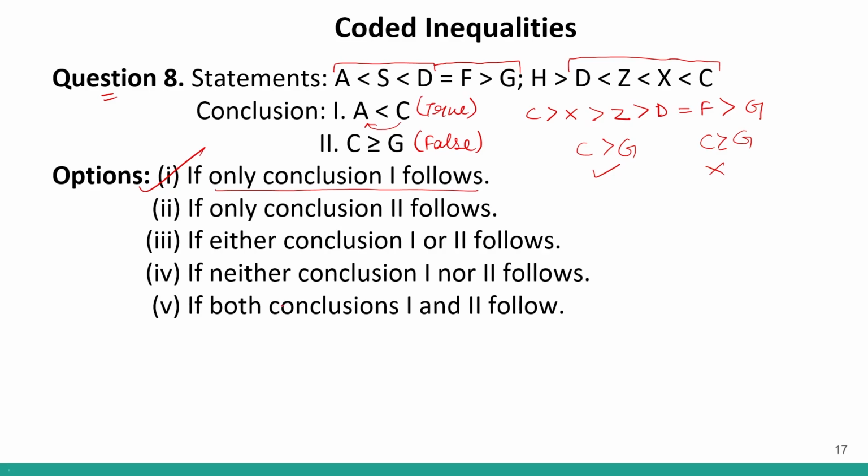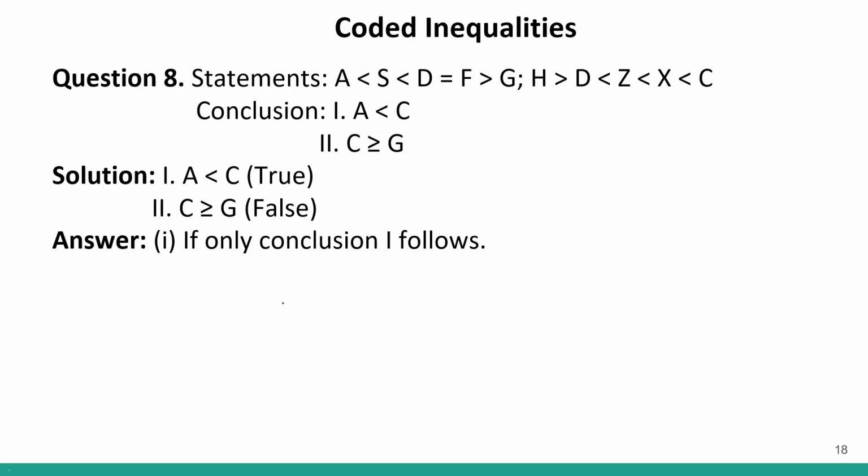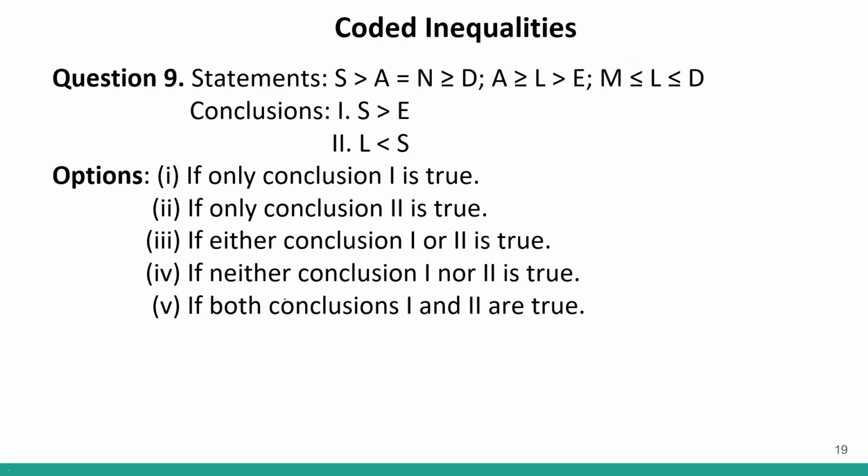We have very easy questions. These are all direct inequalities questions. Very easy. Now, coming to question number 9. Statement is given, conclusions are given. We have to identify which conclusions are true. So S is greater than E, that means we will move from S to E. Correct? We will move from S to E.